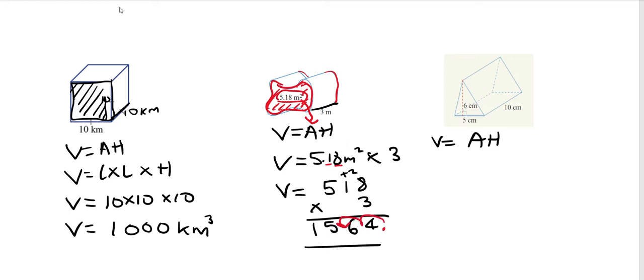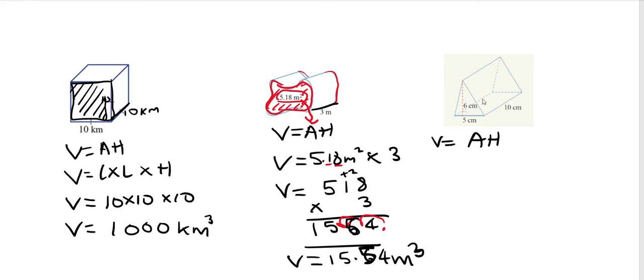So you might remember this from year 7. So volume equals 15.64 meters cubed. Sorry, I just miscalculated here. 3 times 1 is 3, plus 2 is 5. So that should be a 5 there. Just making sure you're paying attention.